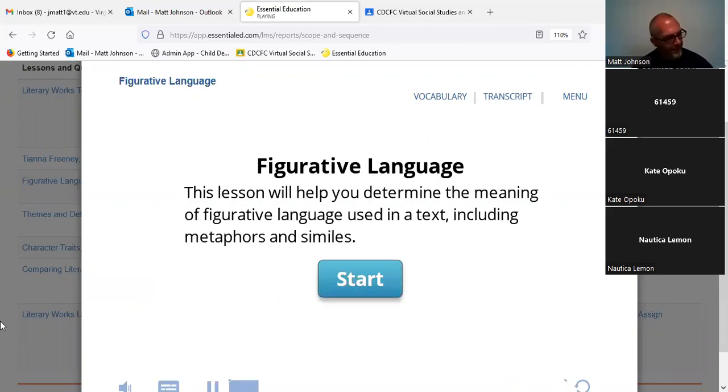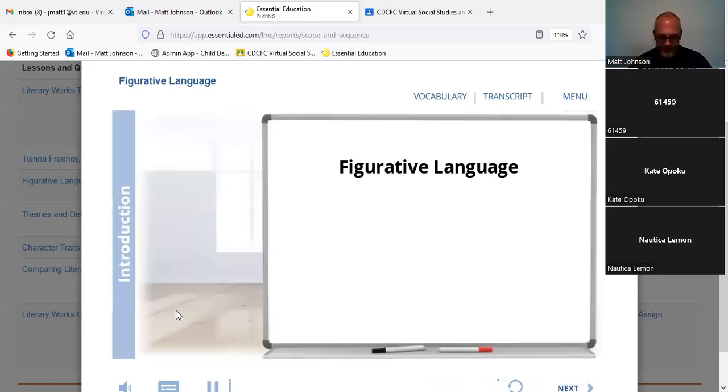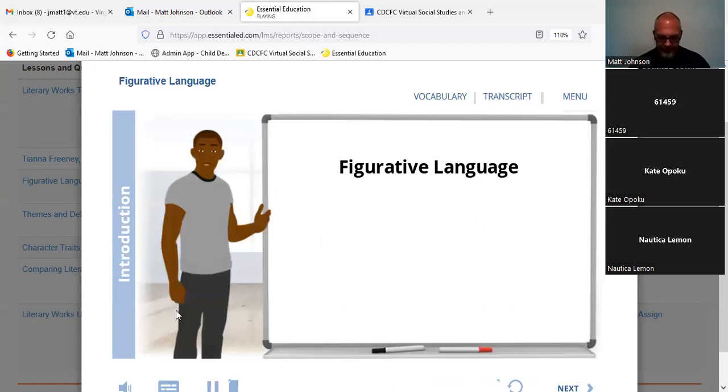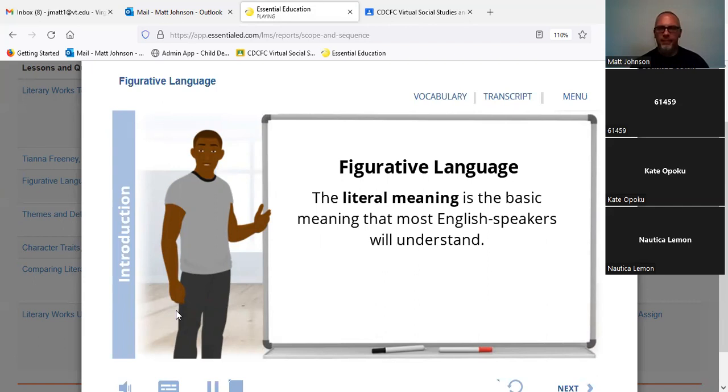Hey, thanks for stopping by. This is the lesson on figurative language. This lesson will help you determine the meaning of figurative language used in a text, including metaphors and similes. Right. All English words and phrases have a literal meaning. The literal meaning is the basic meaning that most English speakers will understand. Some words and phrases, however, also have a figurative meaning. A figurative meaning is a hidden meaning.